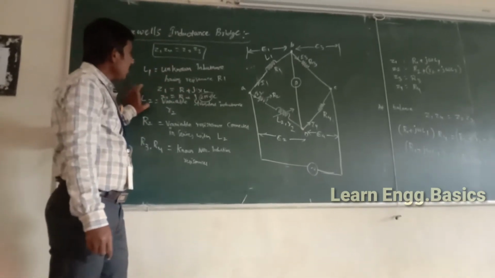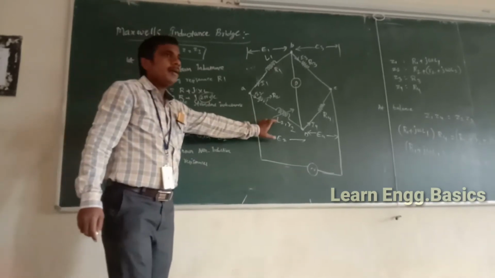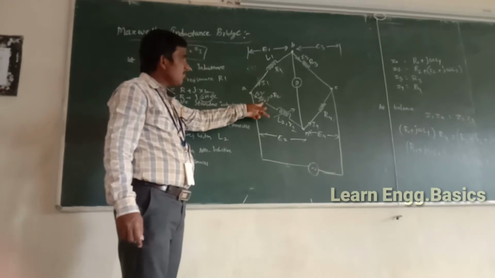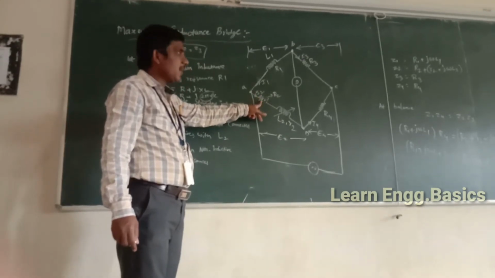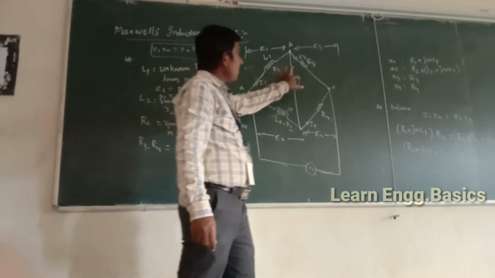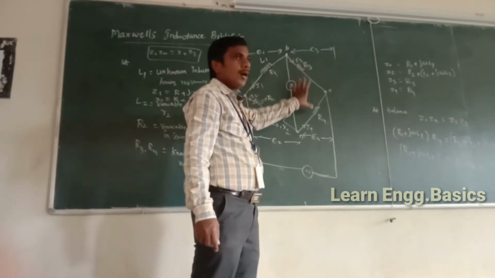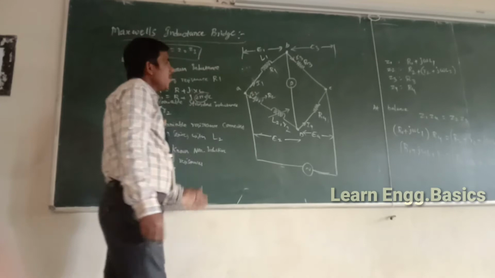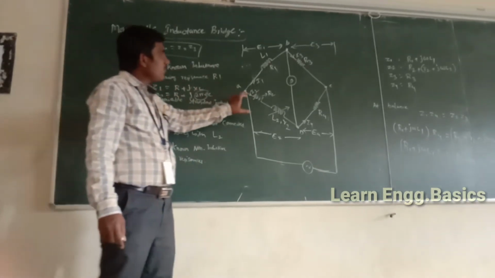Similarly, L2 is the standard variable inductance having internal resistance R2, and it is connected in series with small r2 to adjust the working current. Similarly, R3 and R4 are the other two arms, connected as non-inductive resistances. By seeing this diagram, it is a Maxwell's inductance bridge.